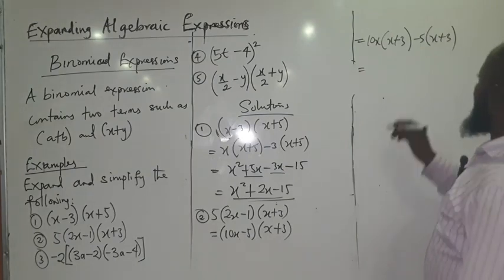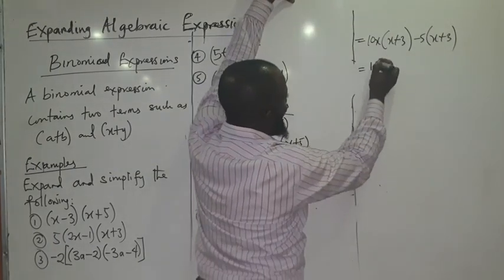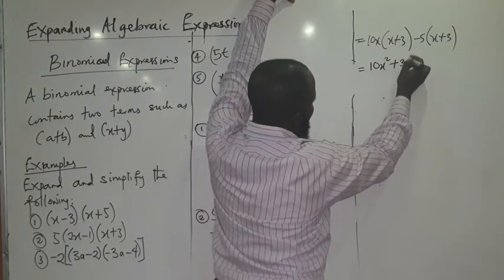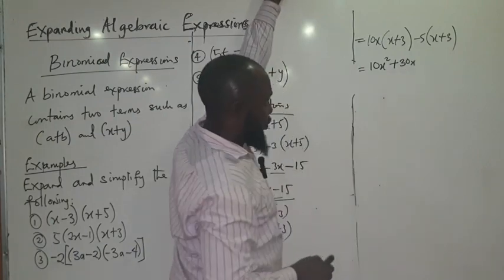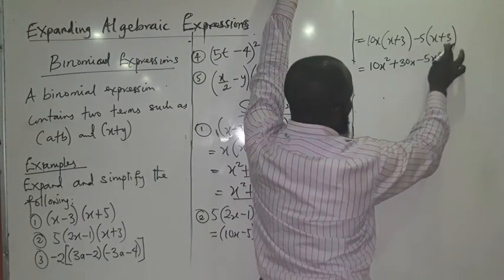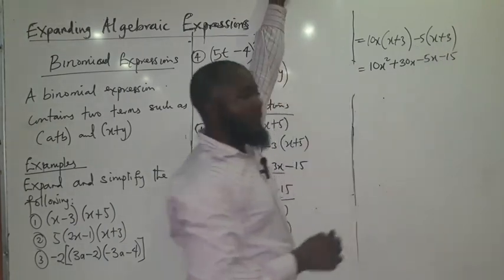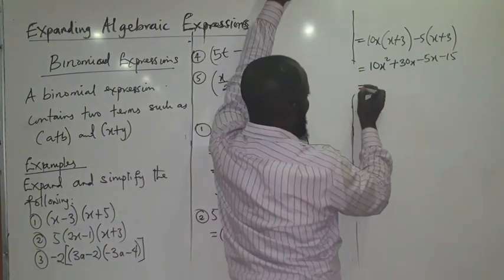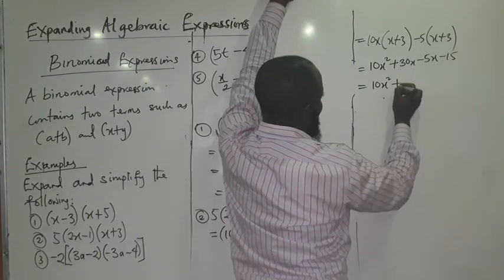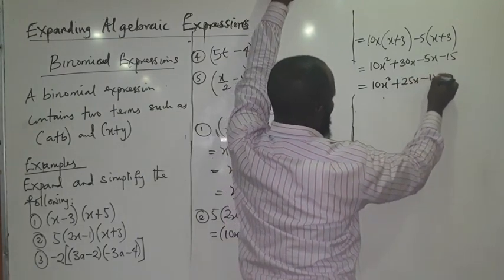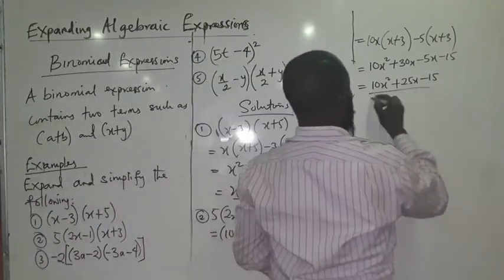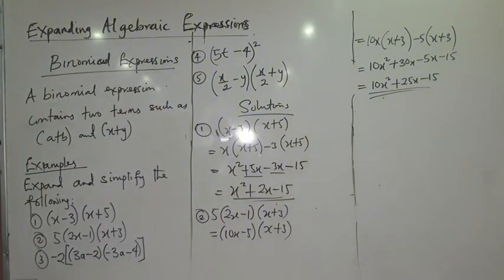So we can then multiply this out. Am I making sense? So this will be 10x times x. This will be 10x squared. 10x times 3 plus 30x. Am I with you? Then minus 5 times x minus 5x, minus 5 times 3 minus what? 15. Hope this is very clear. So next will then be 10x squared, 30x minus 5x, that is plus 25x minus 15. So this is the answer to that number 2.